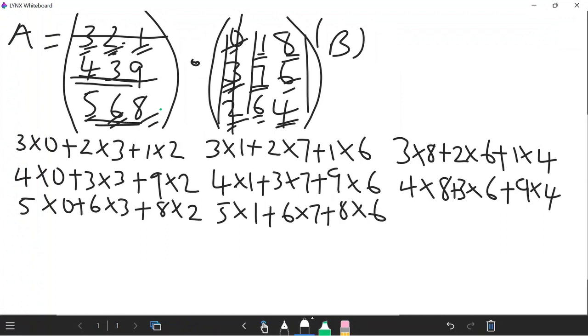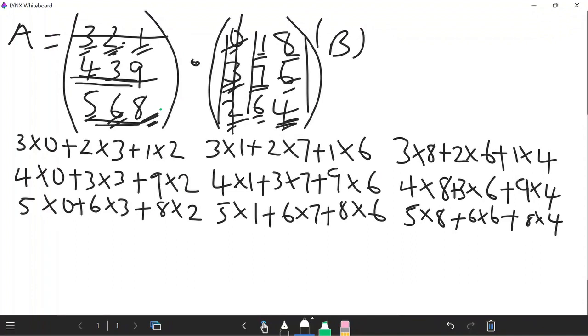Then let us proceed now to 5 multiplied by 8. Then you're going to add that with 6 multiplied by 6. Then add 8 multiplied by 4, which is its corresponding element. So we are going to work out.